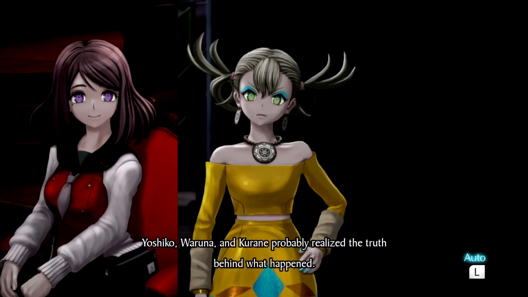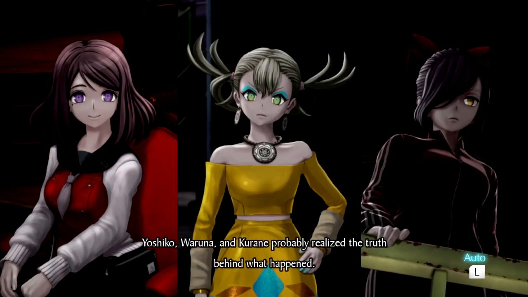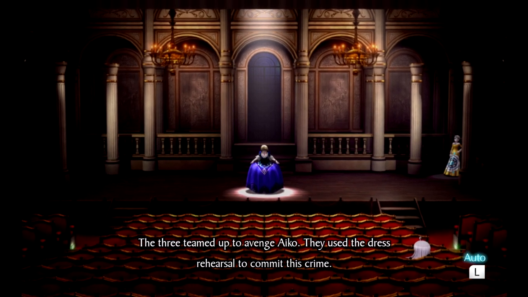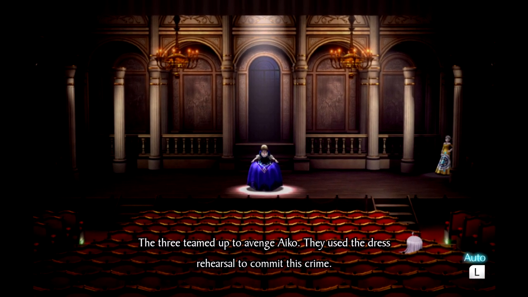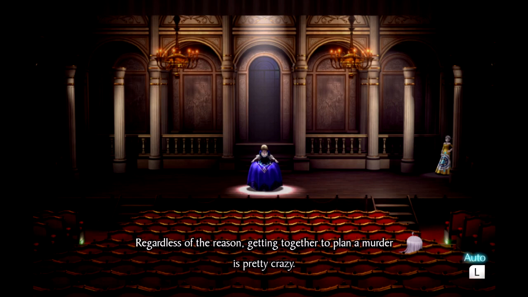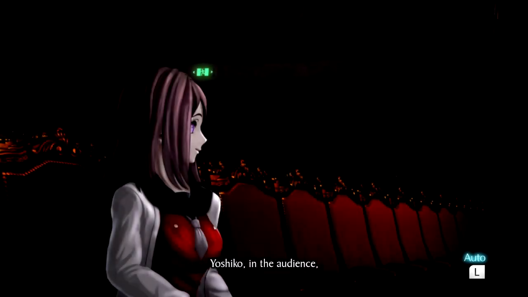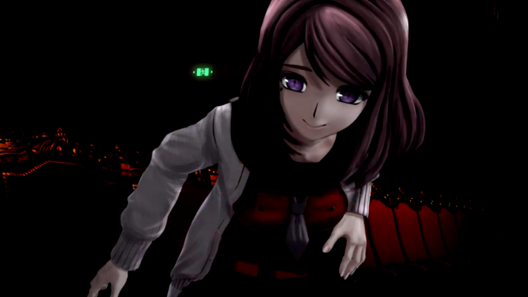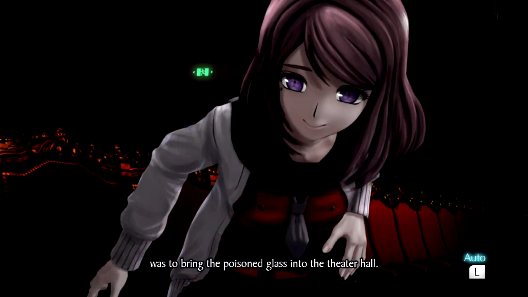Yoshiko, Waruna, and Kurane probably realized the truth behind what happened. The three teamed up to avenge Aiko. They used the dress rehearsal to commit this crime. Regardless of the reason, getting together to plan a murder is pretty crazy. Yoshiko and the audience was to bring the poisoned glass into the theater hall.